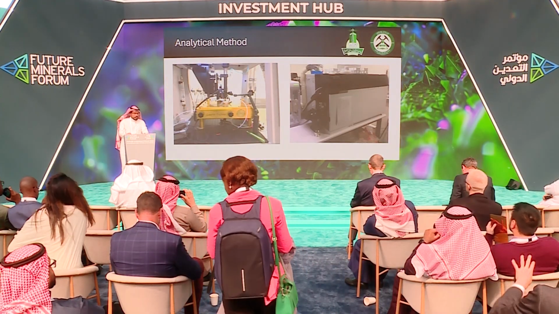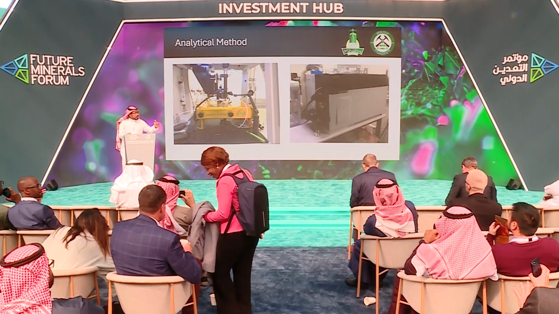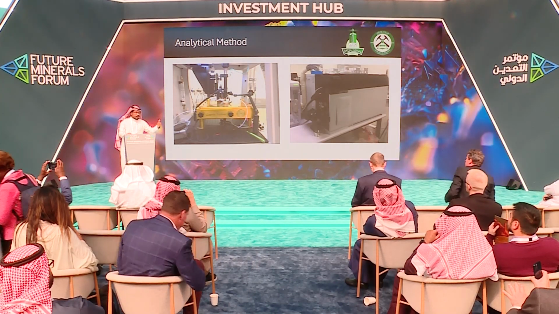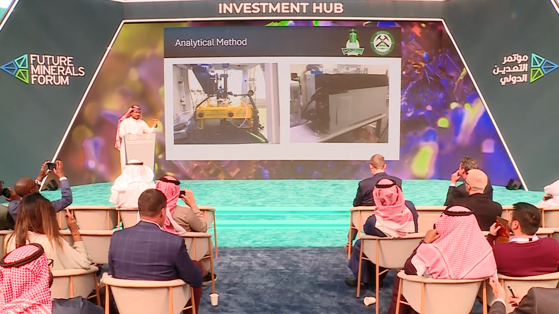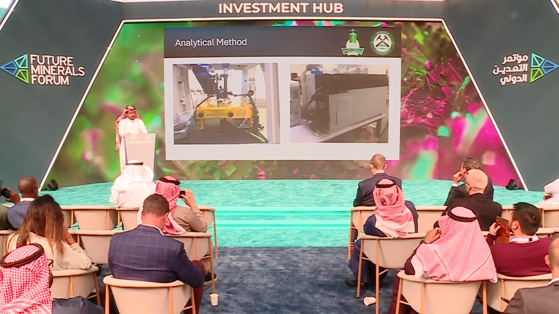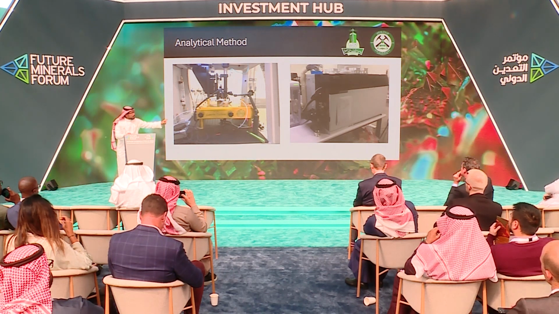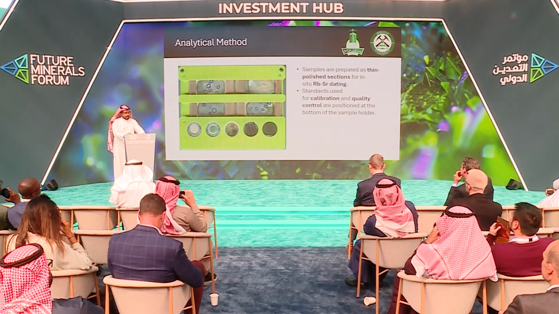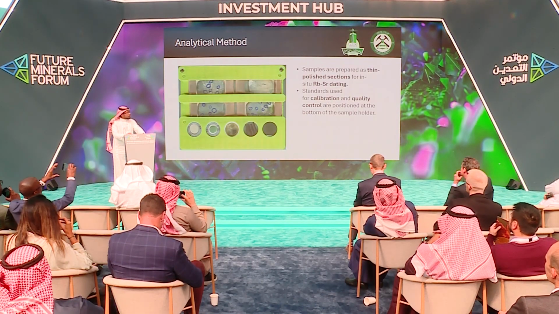We collected samples from this exposure for rubidium-strontium dating for two reasons. We wanted to constrain the timing of the crystallization of the pegmatite and the timing of the alteration event. The analyses were conducted using the Agilent 8900 ICP-MS at the University of Adelaide, linked to this laser system. Here you can see the sample holder of the sample system.